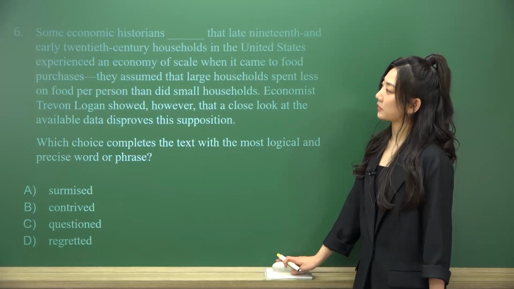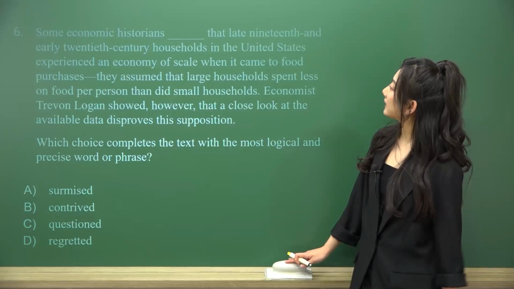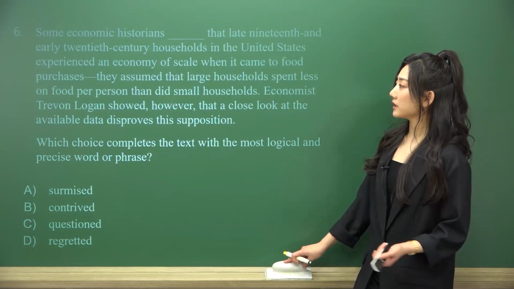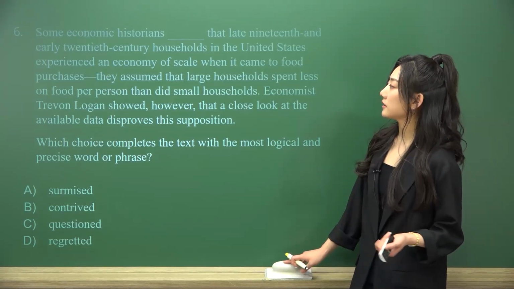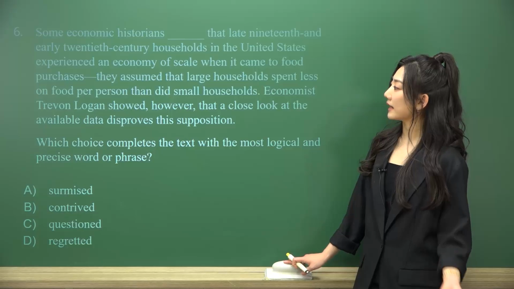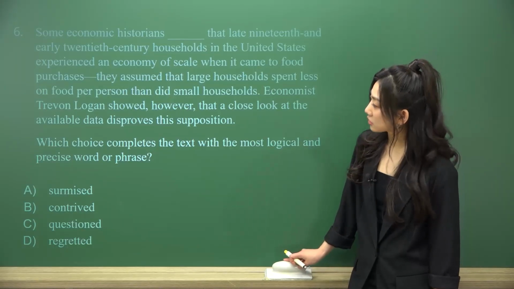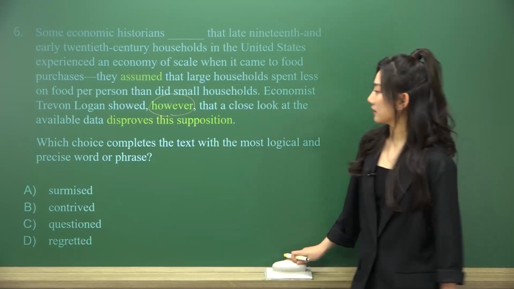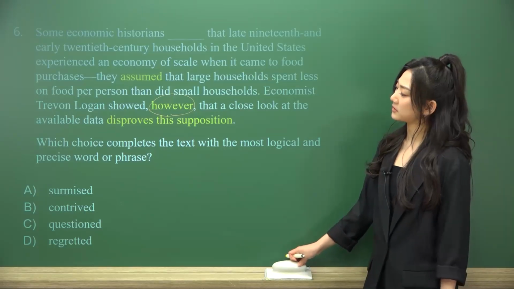Number 6, okay. Some economic historians blank that late 19th and early 20th century households in the United States experienced an economy of scale when it came to food purchases. They assume that large households spent less on food per person than did small households. Economist Trevin Logan showed, however, that a close look at the available data disproves this supposition.